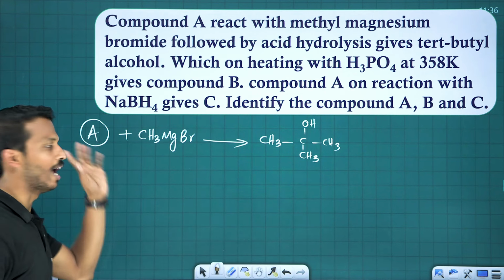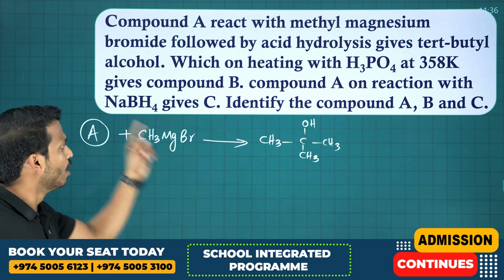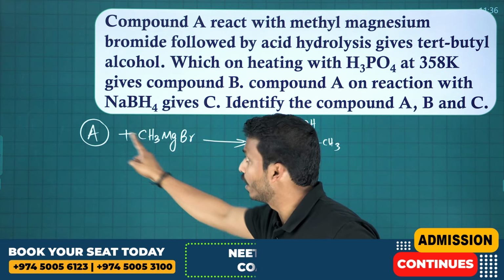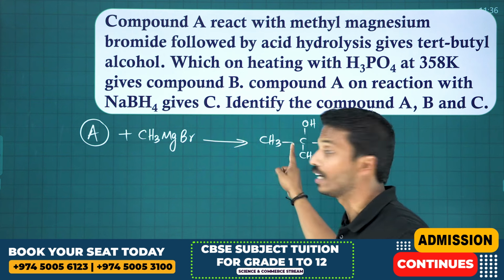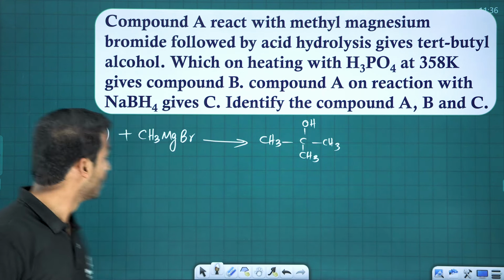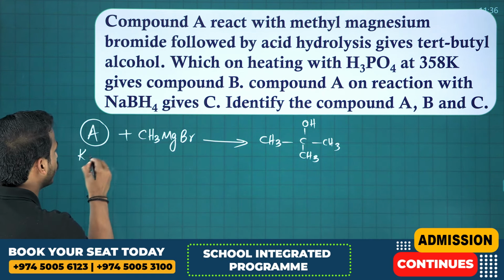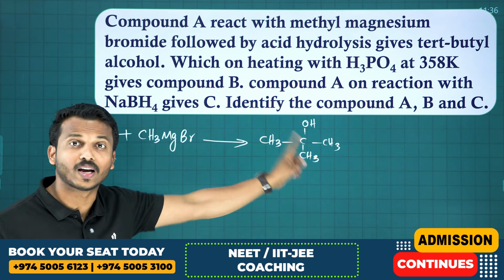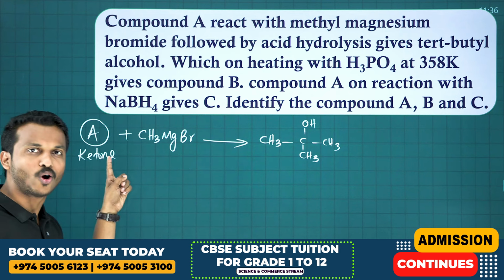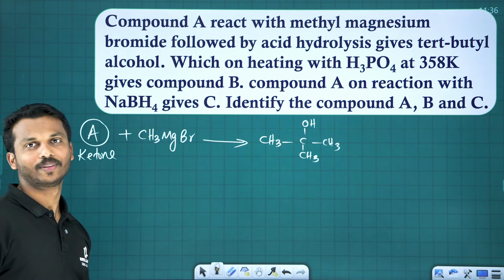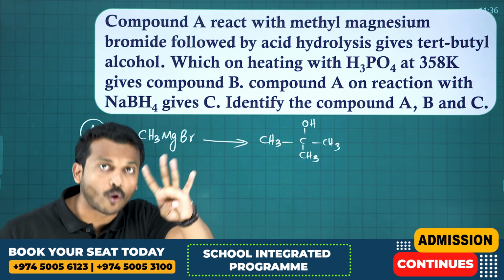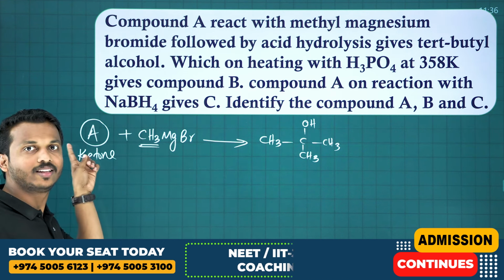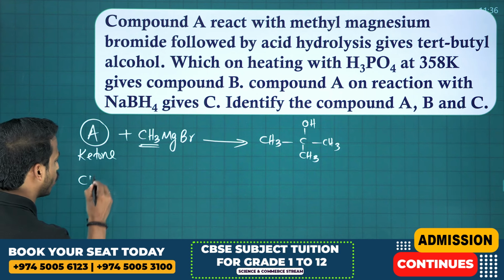I'm starting from A. What is meant by A? We know this is a Grignard reagent. Grignard reagent, when it reacts with a ketone, you will get a tertiary alcohol. So what is this ketone? I will say it's propanone. Why? Total our product contains 4 carbon, 1 carbon is already there in our Grignard reagent. So the remaining 3 carbon is from our ketone. So what is the ketone? Propanone.